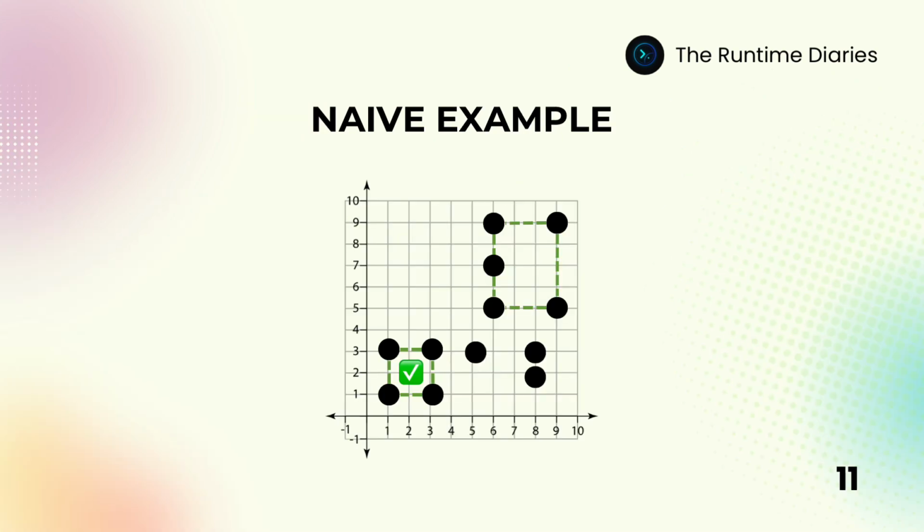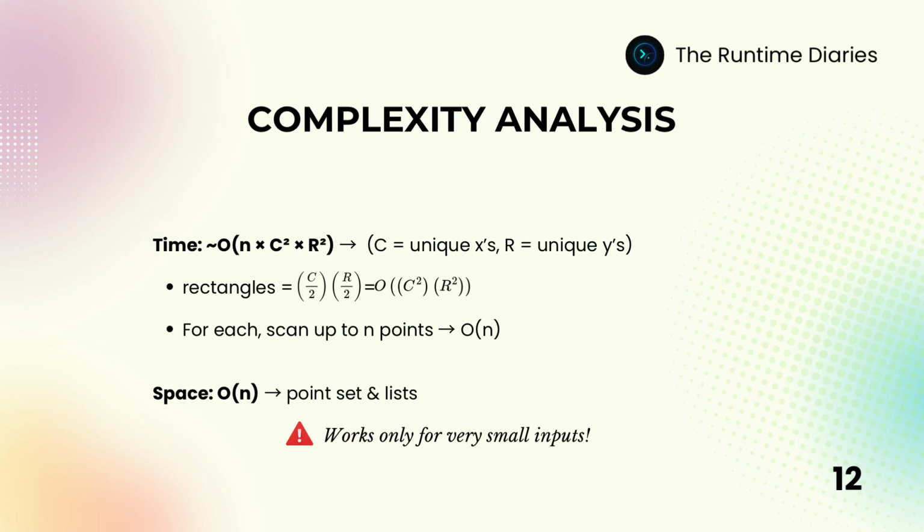Let's make that concrete. Say your points are arranged in a small 3x3 grid. You pick x equals 1 and x equals 3 for your left and right. And you pick y equals 1 and y equals 3 for your top and bottom. That gives you one rectangle candidate. Then you check every other point to make sure none lie inside it. Now multiply that by every other combination of x's and y's, and you can see how the number of checks explodes.